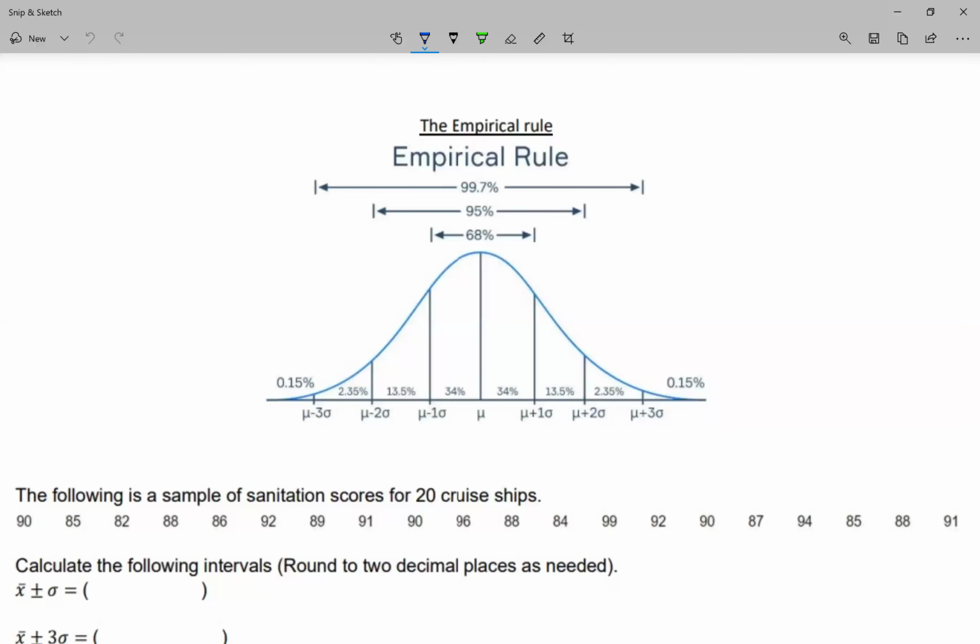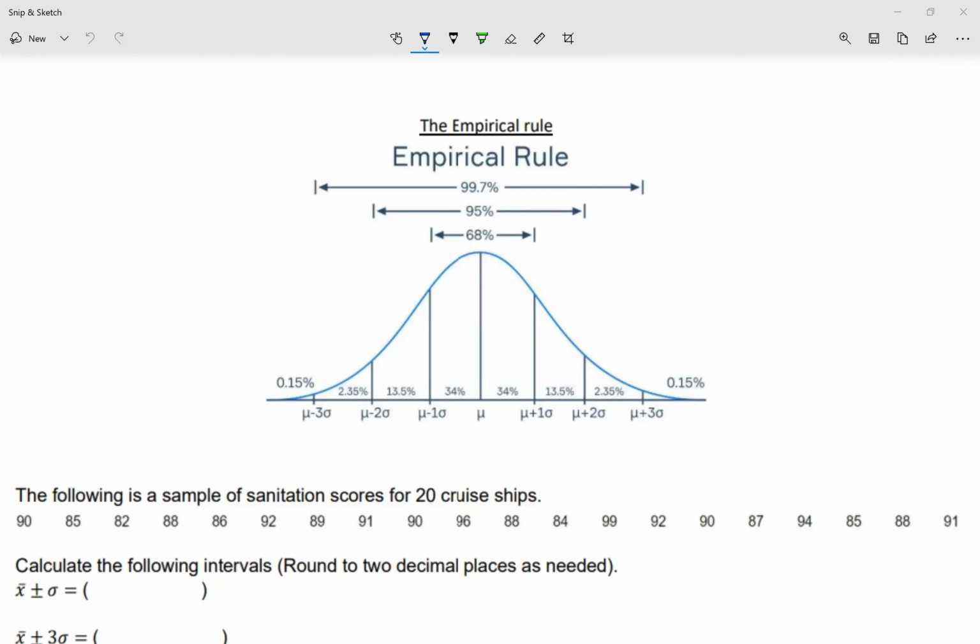Okay, so now we're going to be talking about our empirical rule. Pretty cool. Now we're going to be able to talk about the empirical rule. Let me share the screen there. Having problems sharing. Okay, so here I want to talk about what we call the empirical rule.